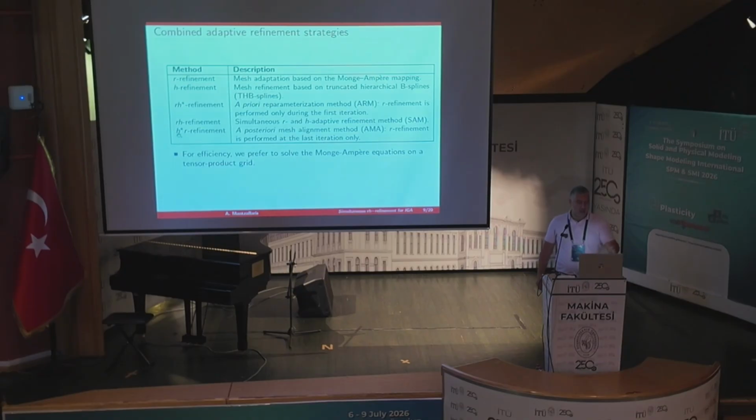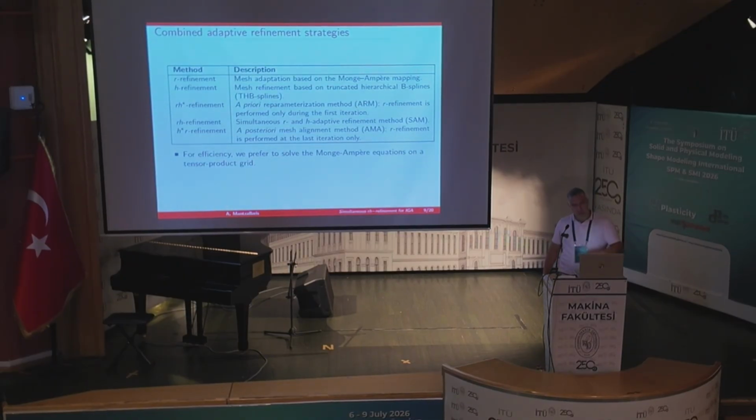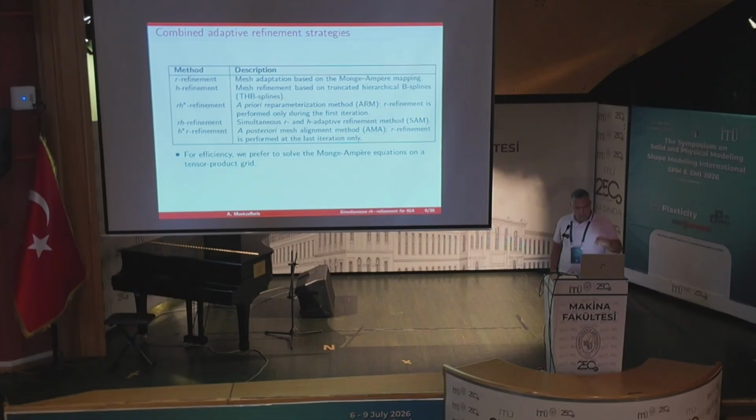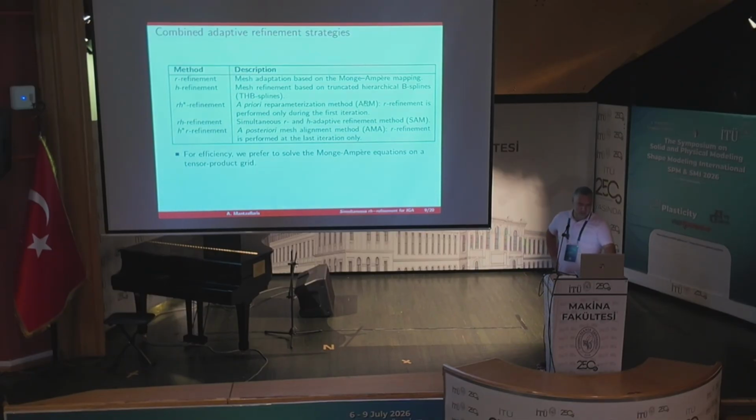We could do a number of H refinements and finally relocate the mesh as a last step, or we could iteratively, simultaneously do RH, and in the next iteration again RH, RH, meaning every time we relocate the nodes and we use some a posteriori error estimator to also point to H refinement. So we call these methods a priori reparametrization, simultaneous adaptive method, and a posteriori misalignment, so ARM, SUM, and AMA.